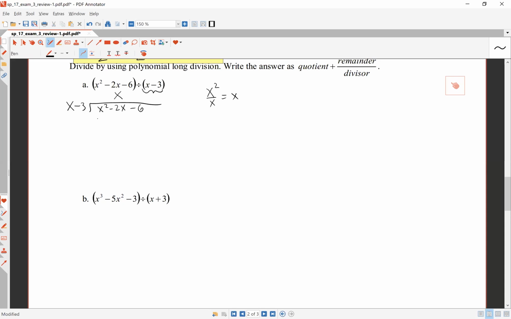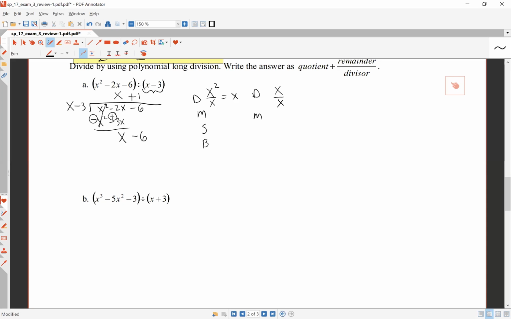X times x minus 3 is x squared minus 3x. And now we're going to subtract. So we subtract by changing the signs. Negative 2x plus 3x is x. And now we bring down. And now we start over again. First term divided by first term is 1.